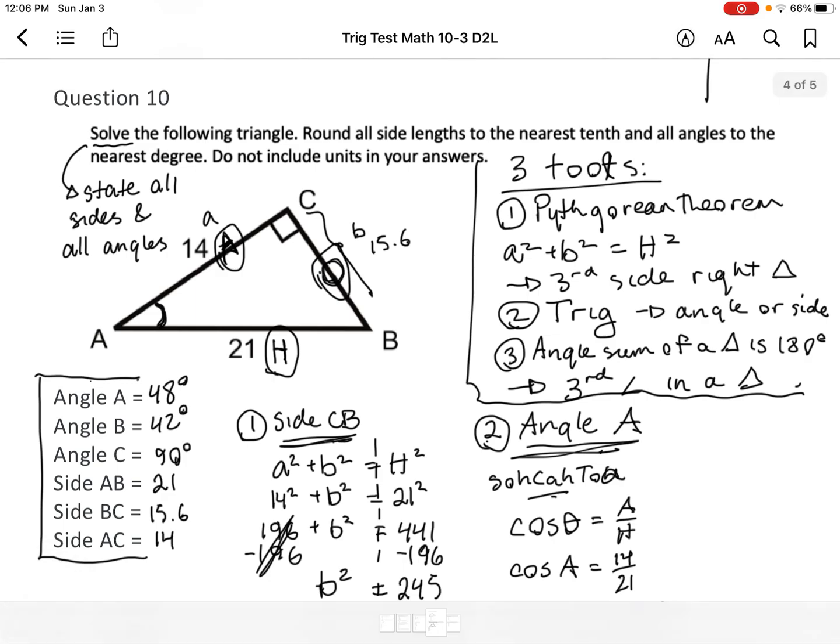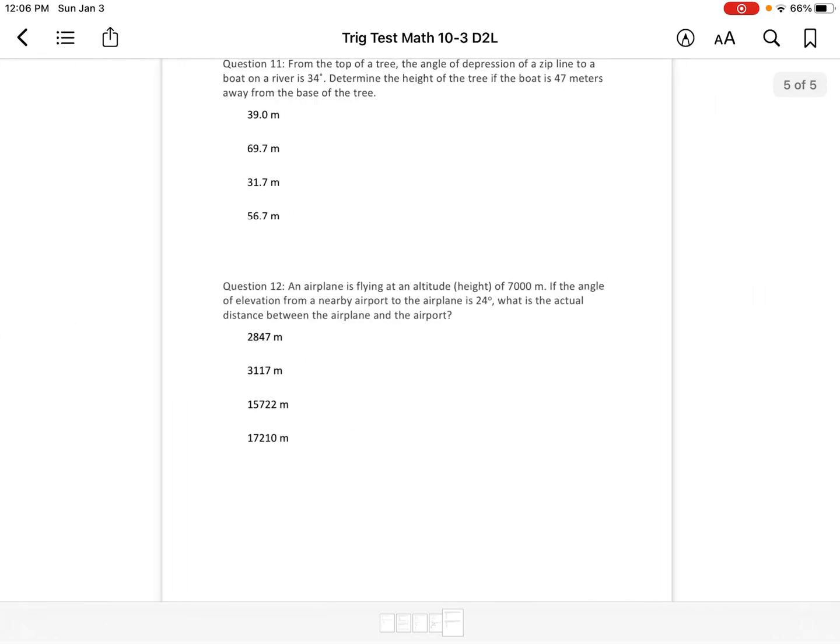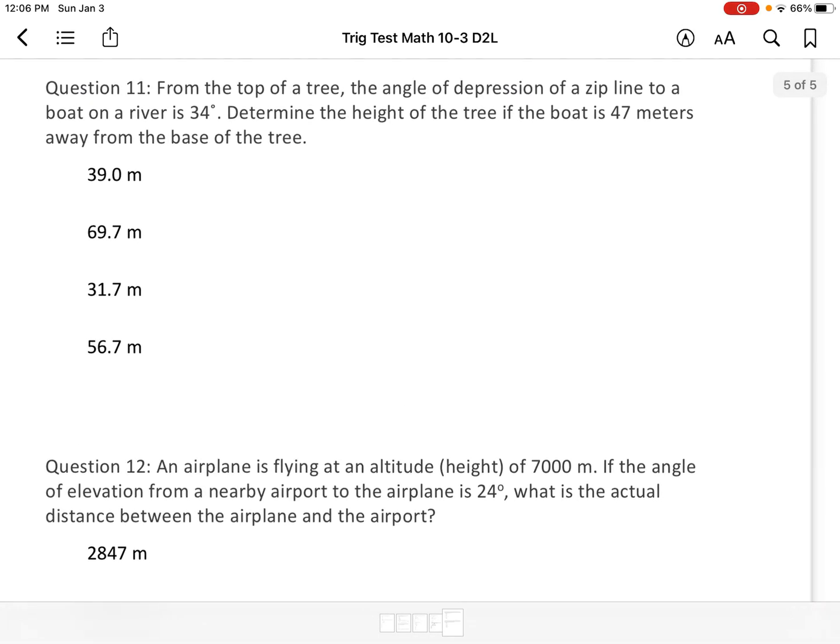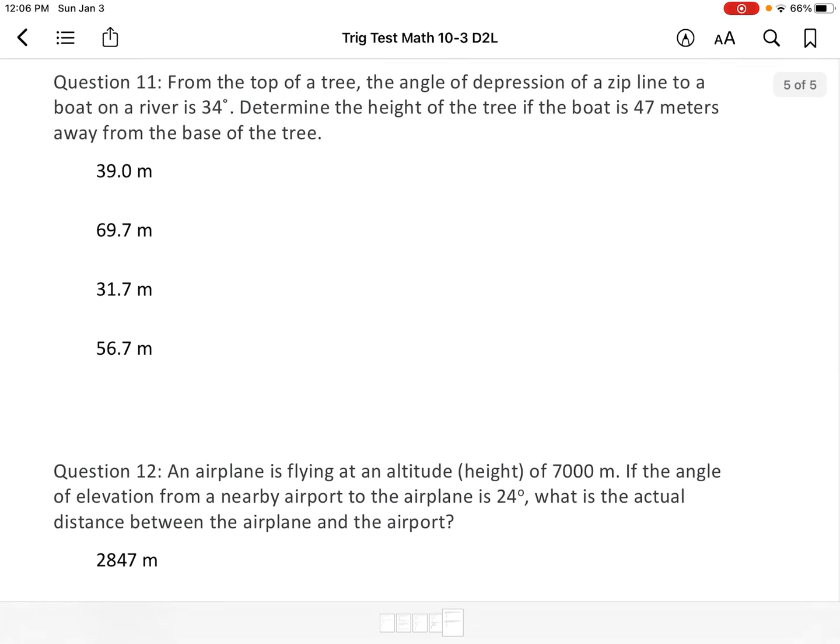Okay. All right, we're almost there. Two questions left. Question 11. From the top of a tree, the angle of depression of a zip line to a boat on a river is 34 degrees. Determine the height of the tree if the boat is 47 meters away from the base of the tree. Okay, well, let's draw this first.